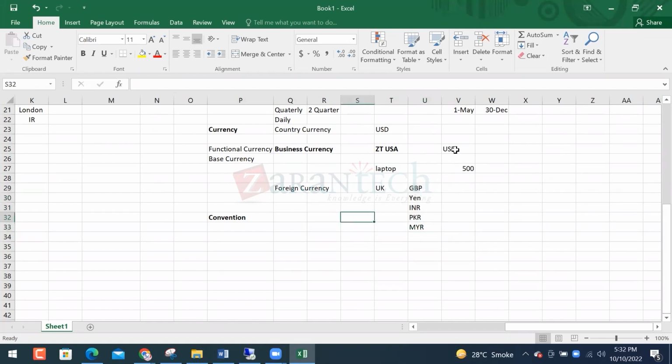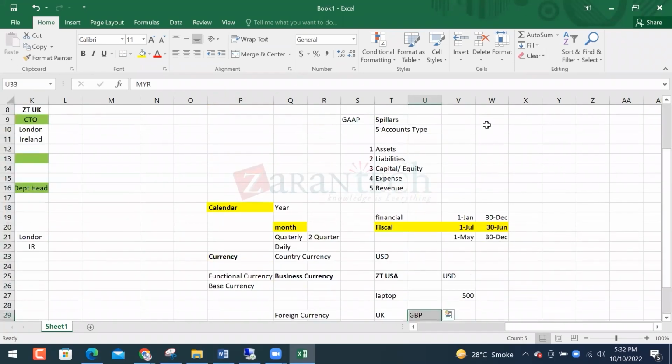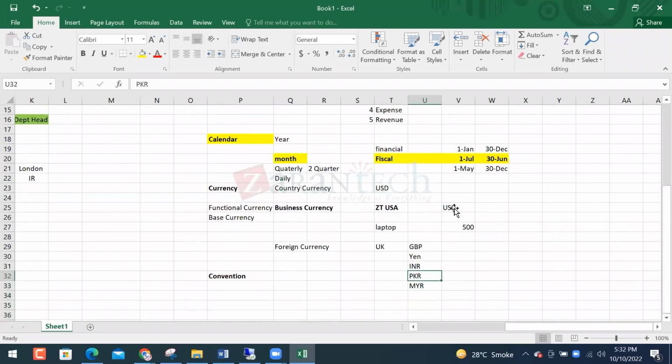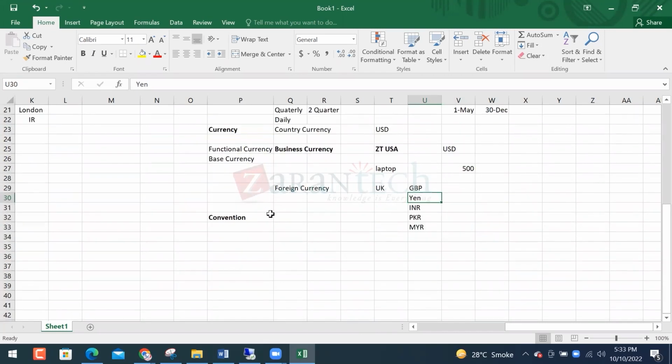But how to link or integrate these two currencies? How do these currencies talk with each other so that we can have proper financial reporting? We will discuss this in a detailed way in our revaluation area, how these currencies map with each other. So this is called business currency, functional currency, and base currency. And for foreign currency, we have only one term: foreign currency.